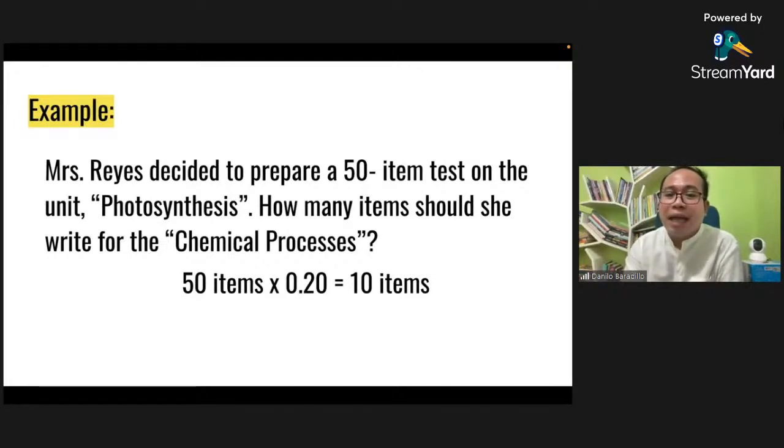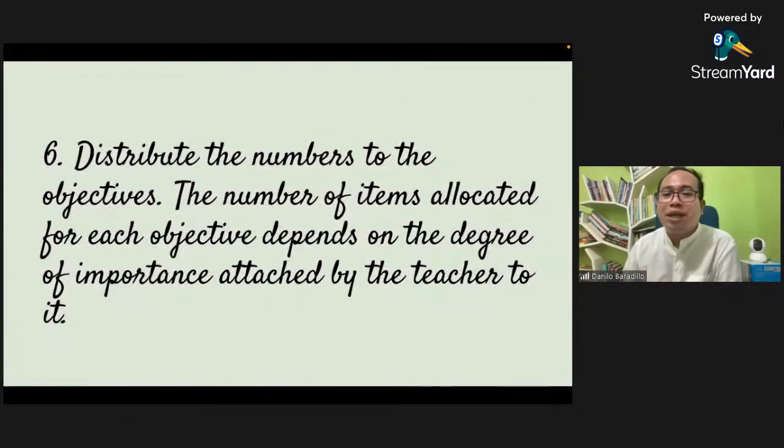Okay, so that's how we allocate the number of items. Then distribute the numbers to the objectives, and the number of items allocated for each objective depends on the degree of importance attached by the teacher to it. So of course, because you're the planner, you'd be able to determine those things. Okay, so as you are the ones who create, construct and prepare this table of specifications, you all have the freedom to give the weight and the total numbers allocated for each item.